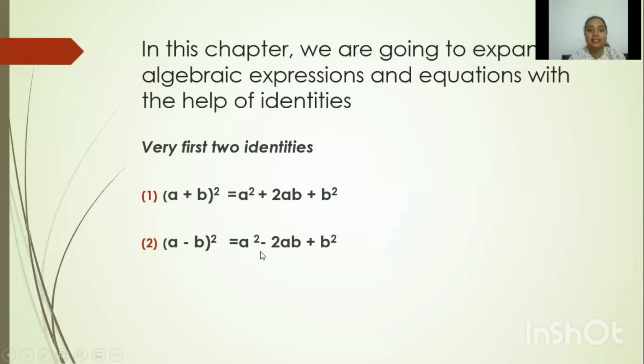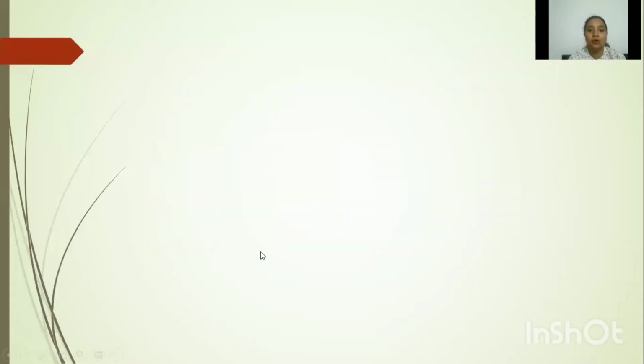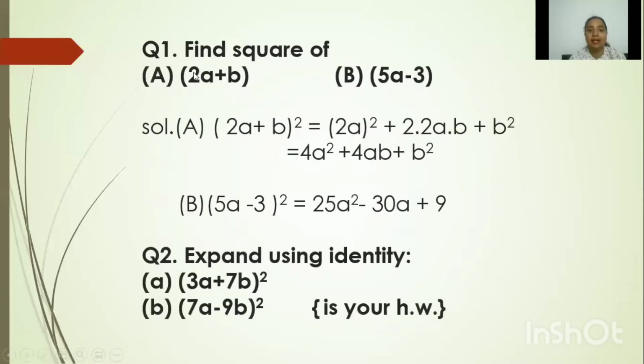Okay, let's see some of the problems on this. For example, I have this expression, right? 2a plus b, and I want to find the square of it. Okay, so let's take (2a plus b) whole square. So as per my identity, I will square the first term, that is 2a. I will also square the second term. In the middle, I'll take 2 times first term times second term.